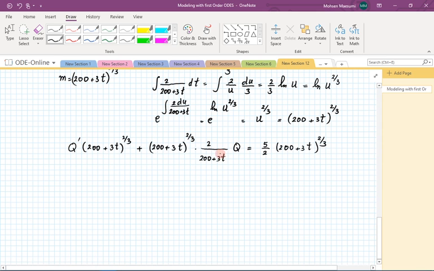So next, I clean this up. So q prime times 200 plus 3t to the power of 2/3. I write the factor, smallest factor first, then simplify these two. This is power 2/3. This is power 1. 2/3 minus 1 is going to be minus 1/3. So 200 plus 3t to the power of minus 1/3, times q. And on the right hand side, there isn't much I can do at this moment.